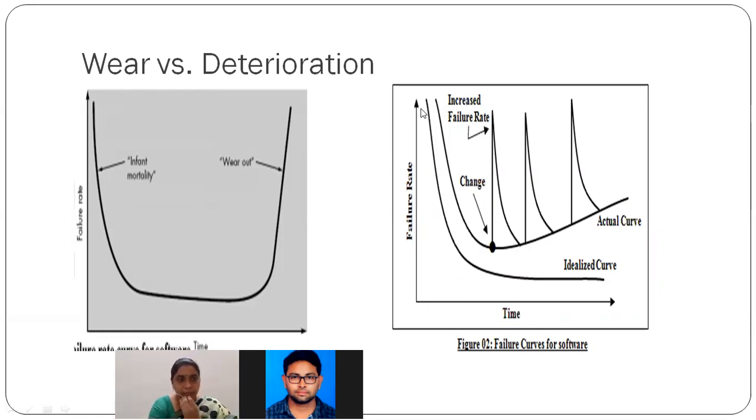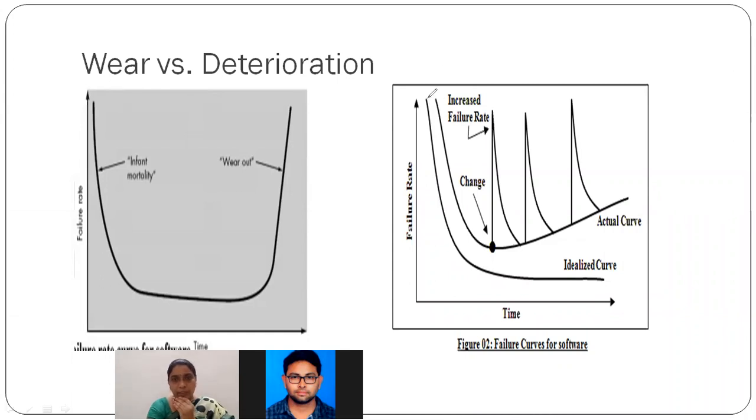Right. I'm having an ideal curve here. This is what we are showing here. And next, after some period of time, again the hardware component deteriorates. So this is what we are showing here. Again, the failure rate increases for hardware.